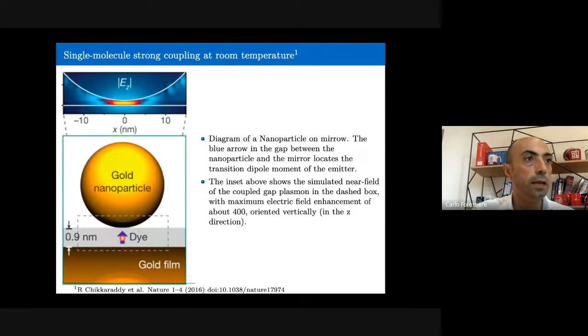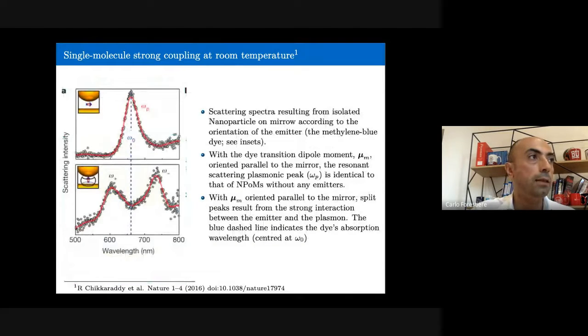On the other side, it has been recently demonstrated also a strong coupling between an emitter and a gold nanoparticle, and in particular this has been done at room temperature thanks to the gap plasmon between a nanoparticle and a gold substrate. This is a particle-on-a-mirror configuration. And in fact you can see the splitting of the two resonances, which is due to the strong coupling between the particle and the emitter. This is called Rabi splitting, and is actually a signature of the condition of strong coupling.